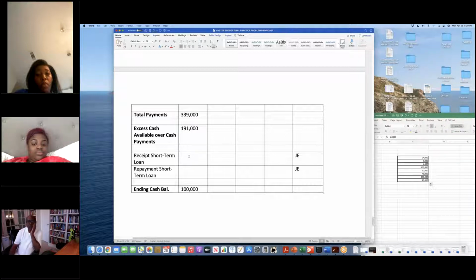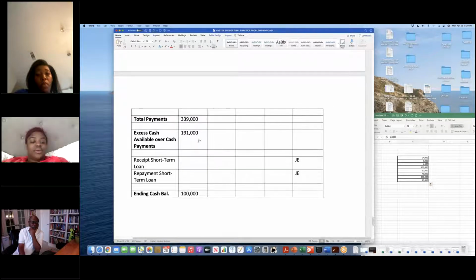How much we got to borrow? 148. Are we subtracting the 191 from the total payments or the 100 from the 191? Do you understand what the 191 represents? Yes. It represents the shortage, 191,000. And if I'm supposed to have 100,000, how much I got to borrow? Oh, then 91,000. I said that would be 91,000 then, right?